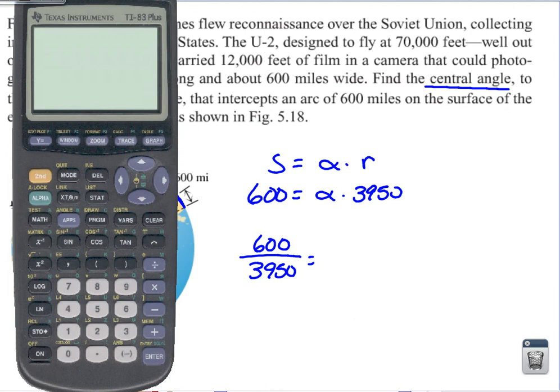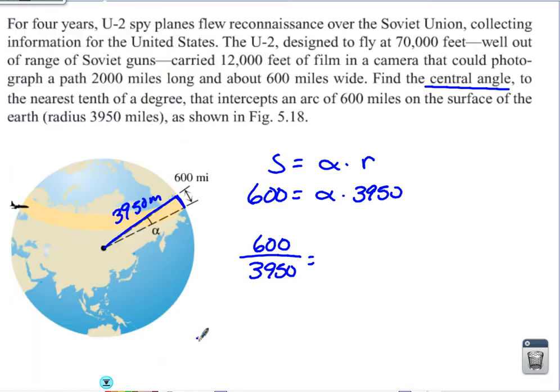Let me caution you on something though, because when you divide that, I'll do it right here. 600 divided by 3,950. You get 0.1518. Go back to your problem. Find the central angle to the nearest tenth of a degree. When you use this formula, alpha is always in radians, not degrees. So even when you work it backward, it's going to give you an answer in radians, not degrees.